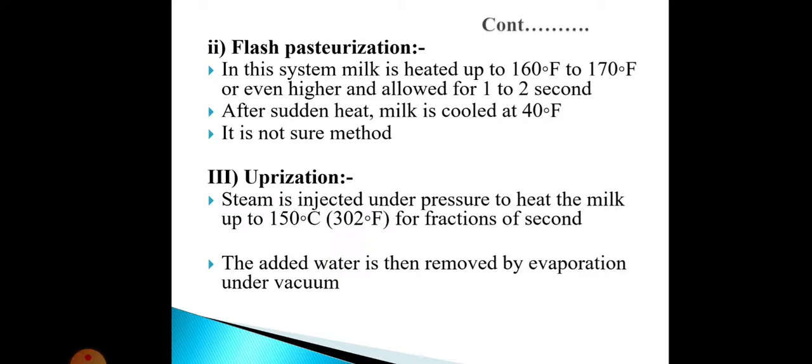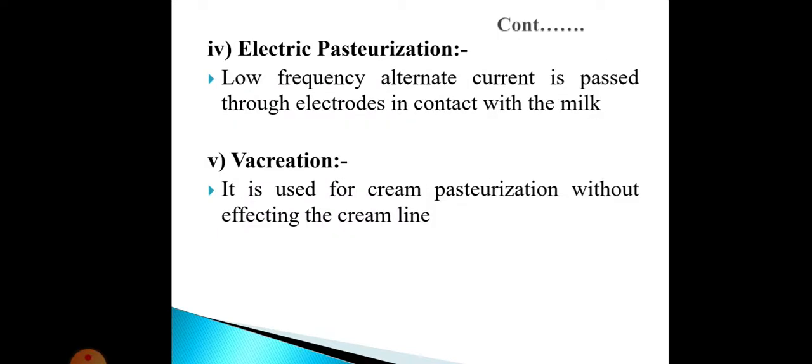After sudden heat, milk is cooled at 40 degrees Fahrenheit, and it is not a sure method. Then uperisation. Steam is injected under pressure to heat the milk up to 150 degrees centigrade, that is 302 degrees Fahrenheit, for fractions of a second. The added water is then removed by evaporation under vacuum.